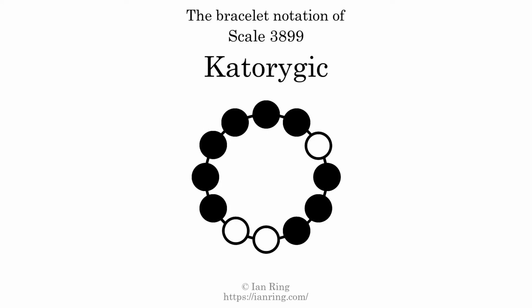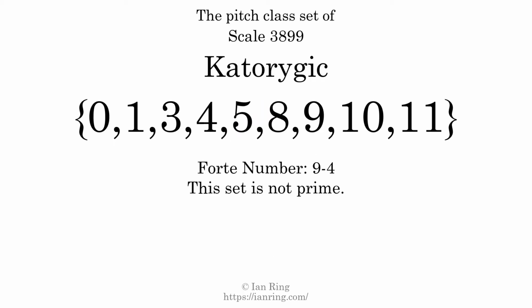This is a bracelet notation diagram of scale 3899. The shaded circles represent tones that appear in the scale, and they are read clockwise, starting at the top. The pitch class set for this scale is 0, 1, 3, 4, 5, 8, 9, 10, 11. The Forte class is 9-4. This set is not prime.